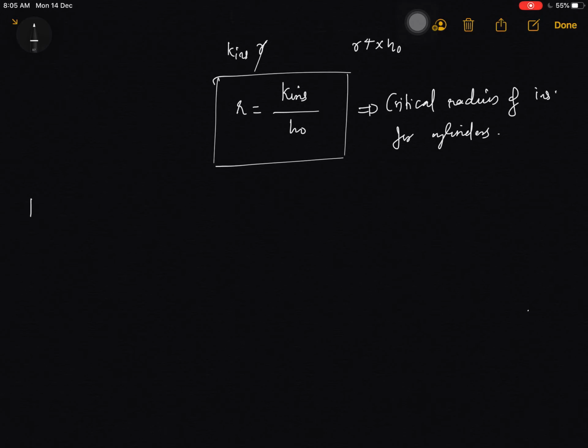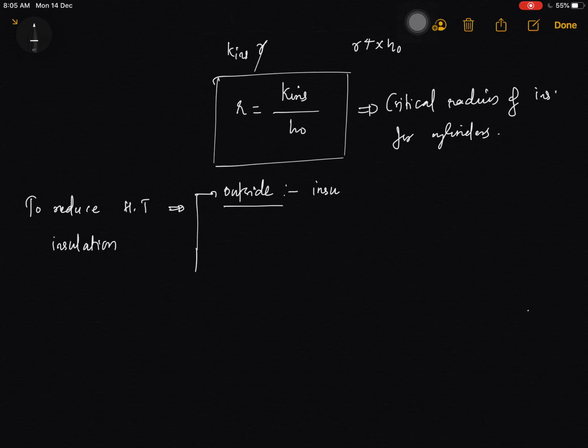Let's suppose we want to decrease the heat transfer loss. To reduce heat transfer, we can provide insulation at outside and inside. Let's first suppose the outside case.